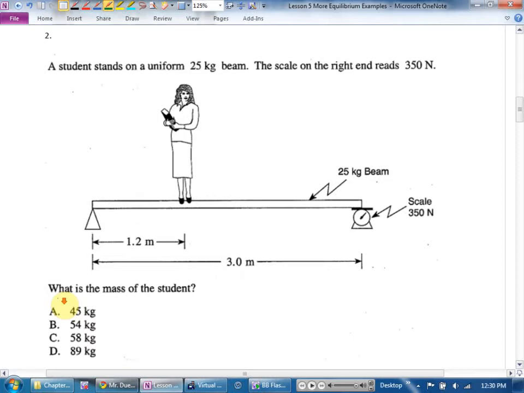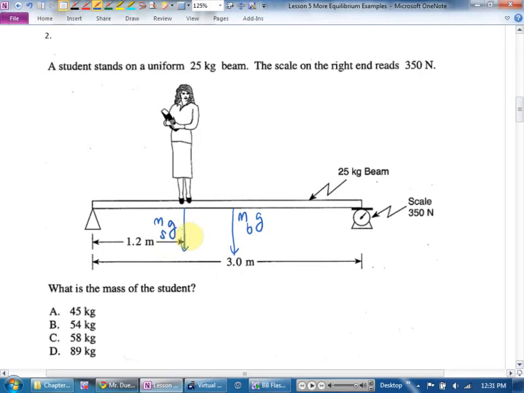I'm still going to start out by labeling my forces. So what are the forces acting on this beam? Get the obvious ones. Okay. And I'll put that at the center of mass. Mass of the beam times G. What else, Ian? Mass of the student times G. What else? That can't be it, otherwise it would be falling into the ground.